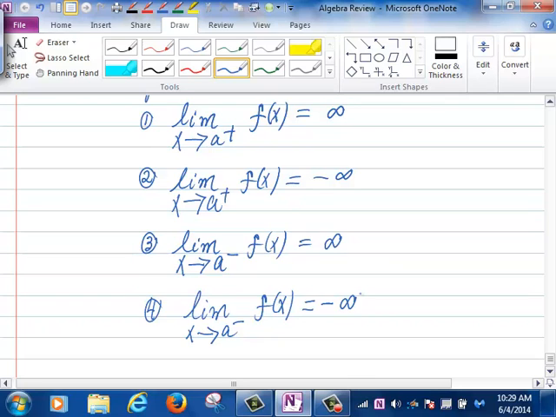So the first one means as x gets closer and closer to a, from the right side of a, the value of the function is getting bigger and bigger, right? And similarly for the other ones. Everybody understands what I mean by similar, right? Okay. Let me go over a few examples now.